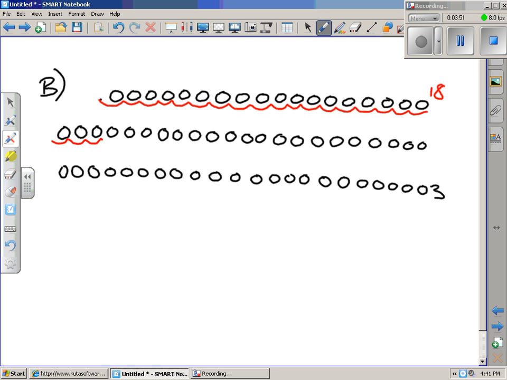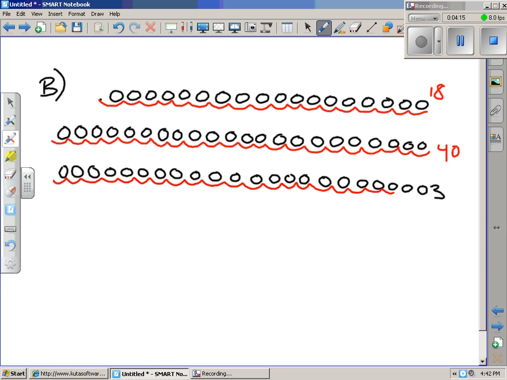19, 20, 21, and so on, counting all the way through 40, 41, 42, and on up to 63. I had to move it 63 times. So this is 3 times 10 to the 63rd power.